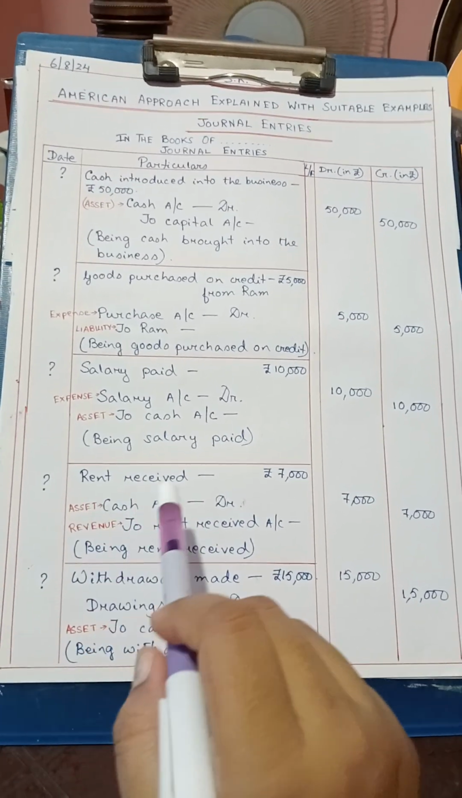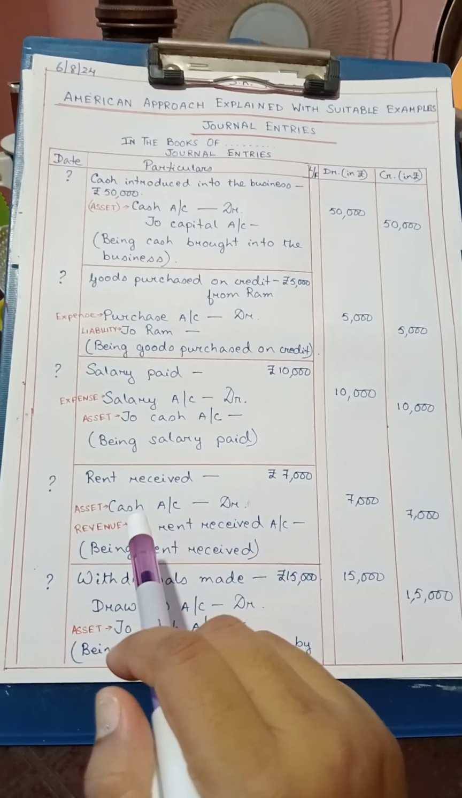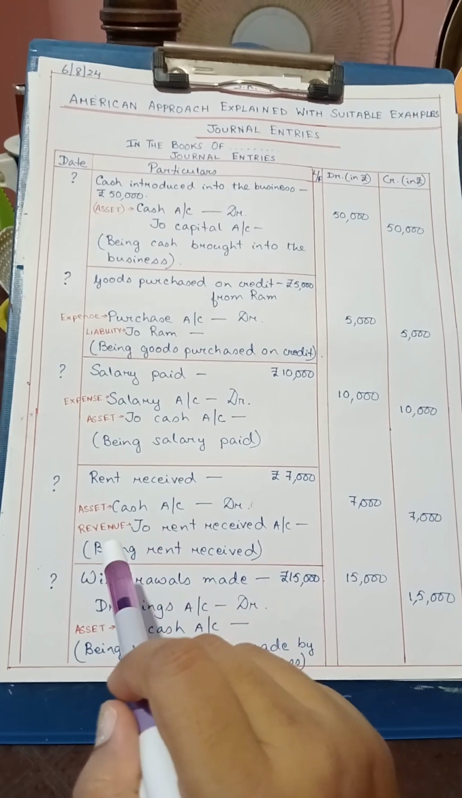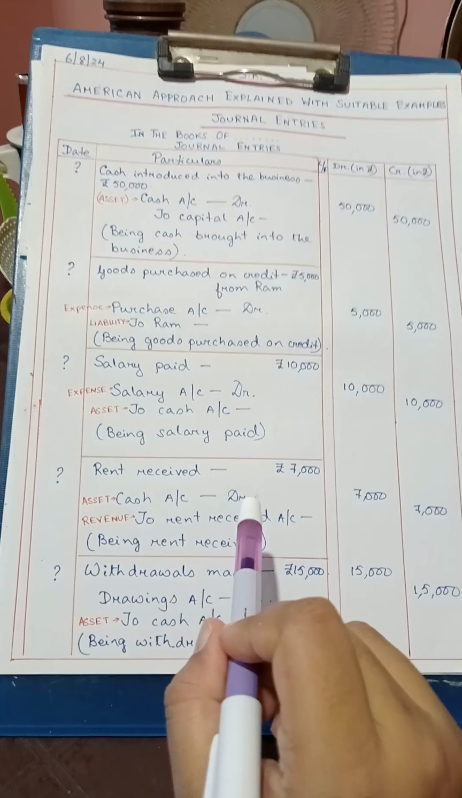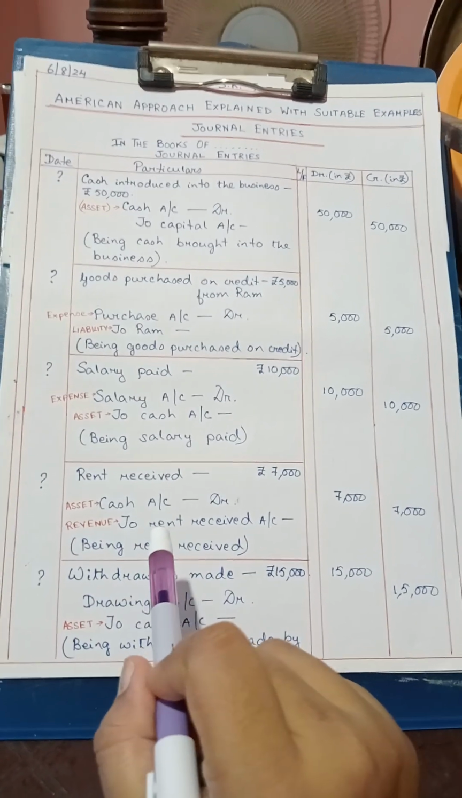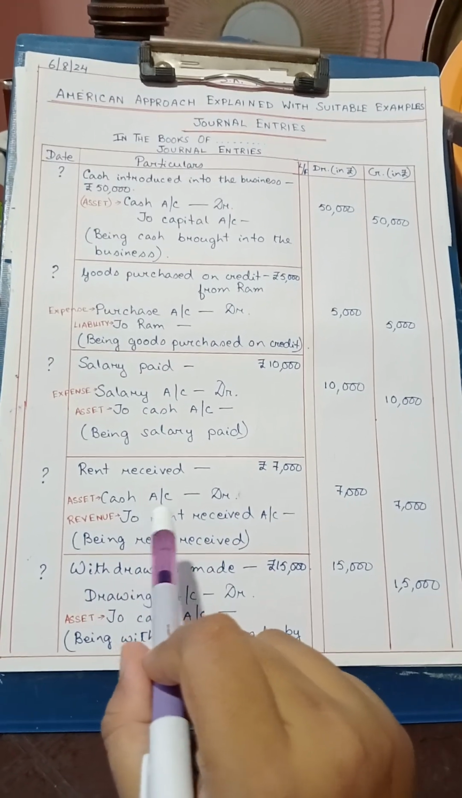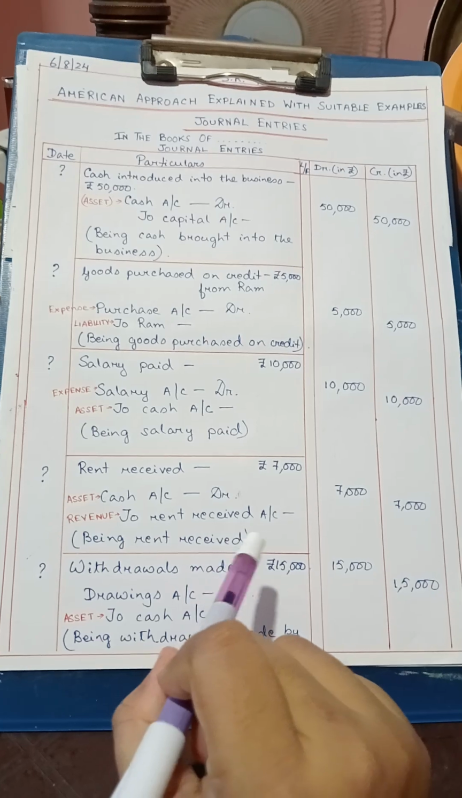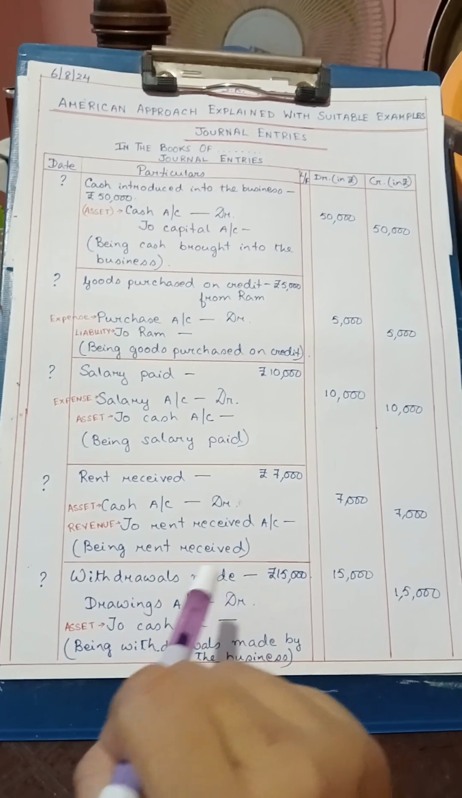Then for rent received, rent is a revenue for the business. When rent is received, asset cash comes into the business. So the asset increases, and when an asset increases, it should be debited. And rent here becomes the revenue for the business. So when revenue increases, it should be credited. So the cash account is debited to the rent received account. You have to put the amount, being rent received.